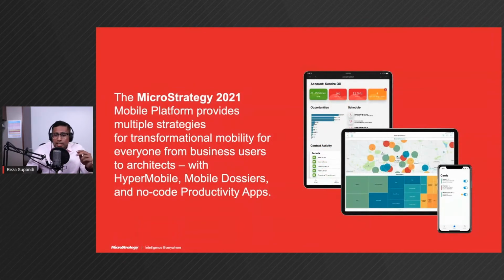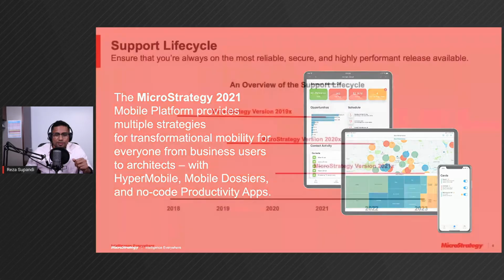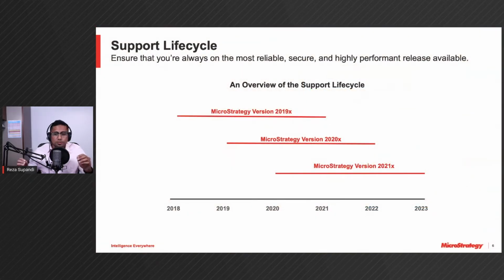It's also important to highlight that MicroStrategy 2021's mobile platform offers multiple strategies for transformational mobility depending on your business needs, including Hypermobile, MicroStrategy Library, and MicroStrategy Mobile. Lastly, I want to mention that mobile SDK also follows our platform support lifecycle. So the end of the year is coming up, and with that, the end of support for MicroStrategy 2019. So it's important to begin planning your upgrade and to begin utilizing the latest version of MicroStrategy Mobile SDK.